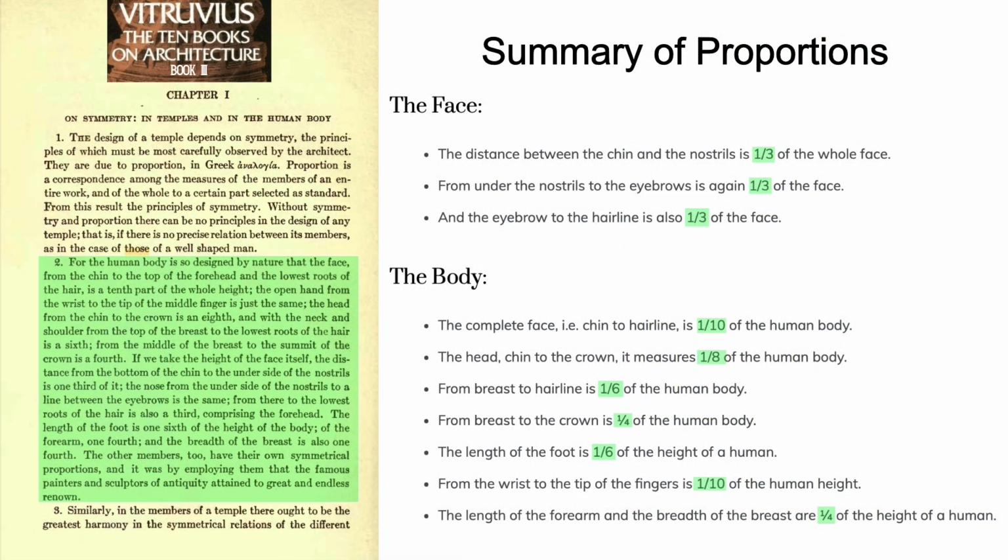The body proportions are textually described by Vitruvius in his 10 books of architecture. There is no known visual representation of the original Vitruvius canon of proportions. A summary of the Vitruvius proportions are shown.